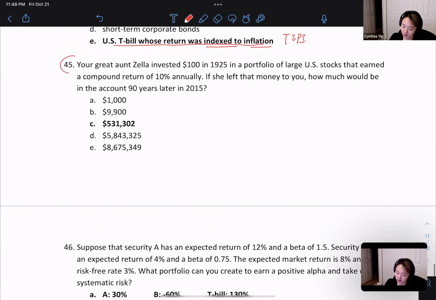45. Your great aunt Zella invests $100 in 1925 and earned a compound return of 10% annually. How much is it worth 90 years later? Very simple, just plug in the compounding return formula. Remember to multiply by the $100 at the beginning. So it's $100 times (1 plus 10%) to the power of 90. Let me double check the answer.